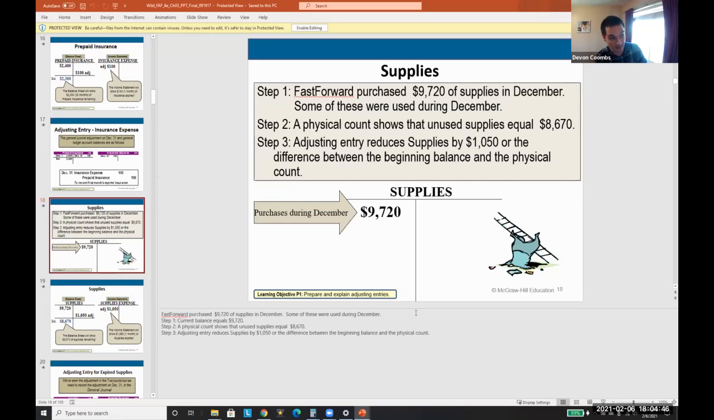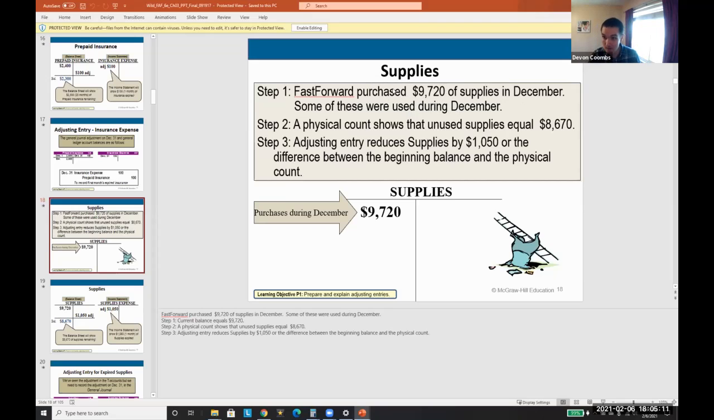So you're debiting the supplies. Why are they being debited? Because it's an asset. Assets are debited, 9,720. Because there's a debit, there has to be a credit. So what's the credit? Cash? Cash. Perfect. Cash, because we're paying cash for it. We purchased $9,720 with cash.